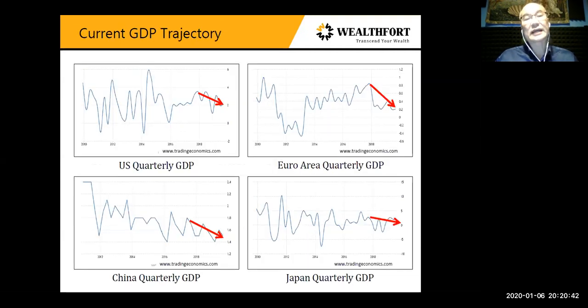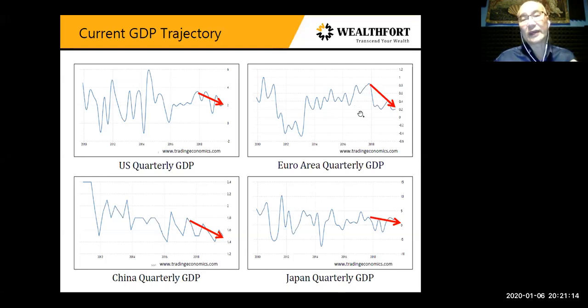So let's look at the current GDP trajectory. You can see that US quarterly GDP is trending down. Now, this is supposed to be the greatest economy in history, according to Trump. Trump says this is the greatest economy in the history of the world. He went from comparing within the US to comparing with the world.